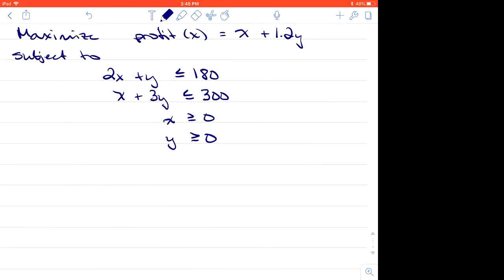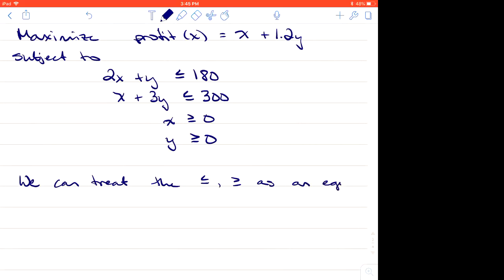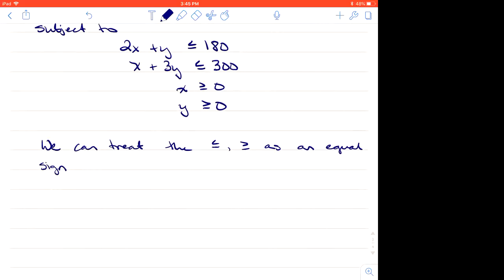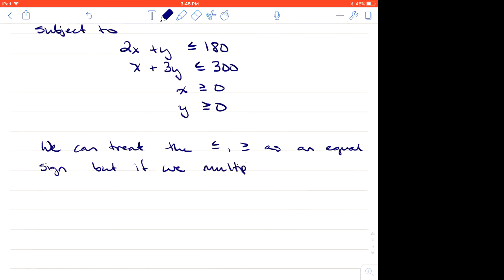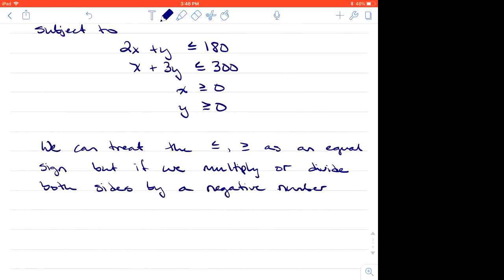Okay, so let's make a little note of that. We can treat the less than or equal to or greater than or equal to as an equal sign. But if we multiply or divide both sides by a negative number, the sign will switch direction.